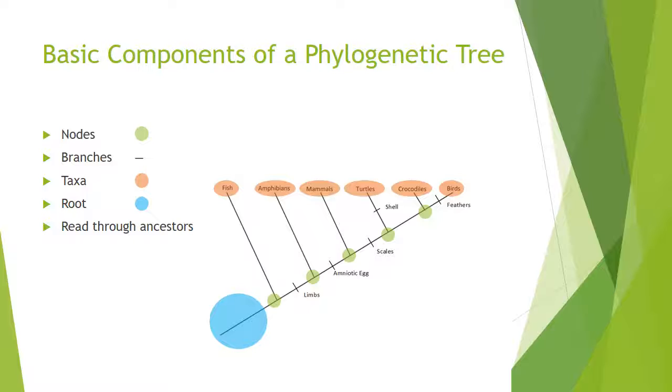Taxa are the organisms or group of organisms at the end of the branches, and the root orients the tree. It represents ancestral lineages that are not necessary to understand the tree itself. In order to read a phylogenetic tree, you start at a taxa and follow the branch towards a node. When a tree is read properly, it is possible to determine what groups are closely related to each other. For example, in this tree, birds are more closely related to crocodiles than turtles, because birds and crocodiles share a more recent common ancestor.